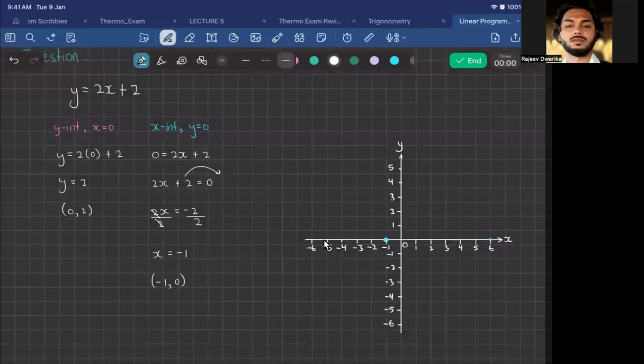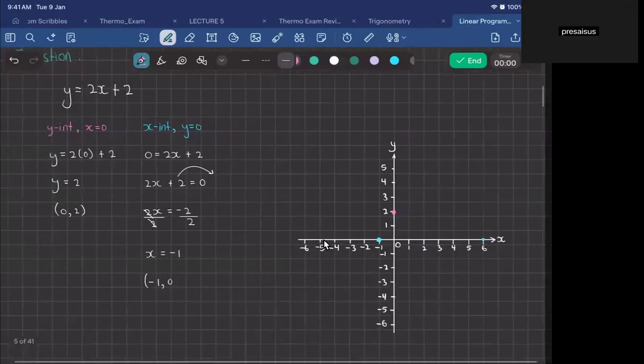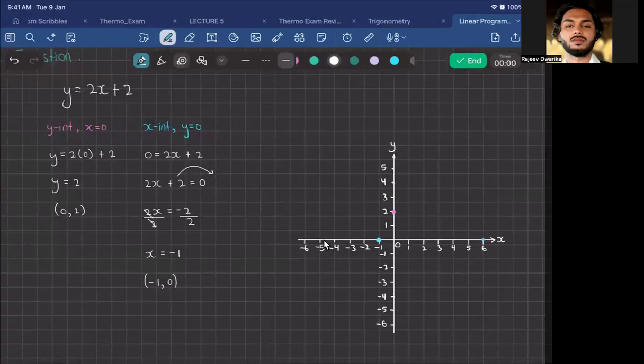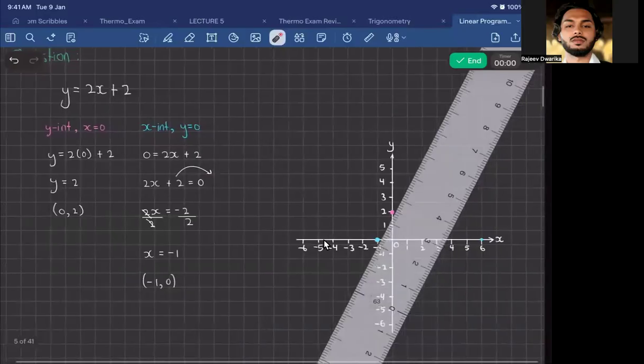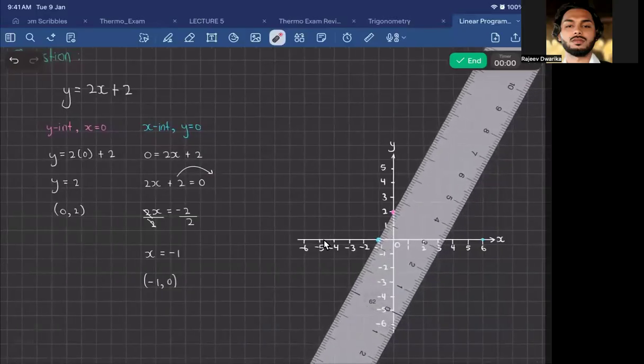So 0, 2 would be over here. You have to understand that. And minus 1, 0, that would be on the x-axis, so that would be over here. So Perseus, do we have 2 points now for which we could take our ruler, line up and draw a line? Yes, sir. All right. So in real life, you would take your ruler, line it up like this, and draw a line. That's the gist of it.